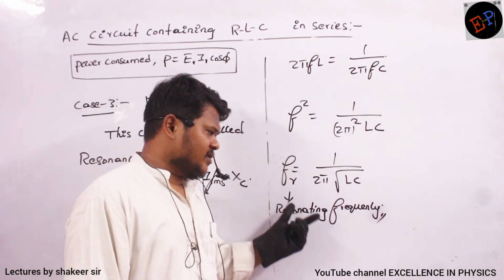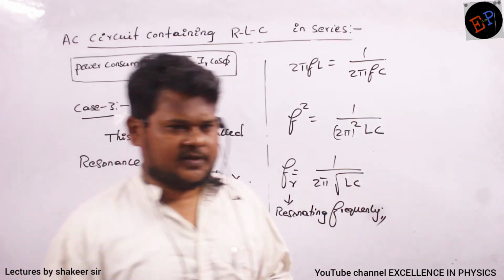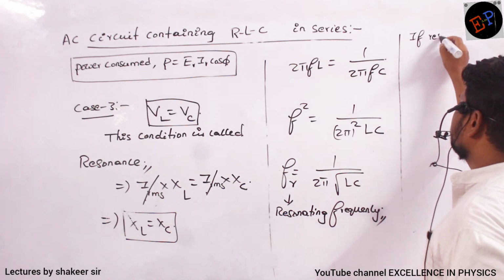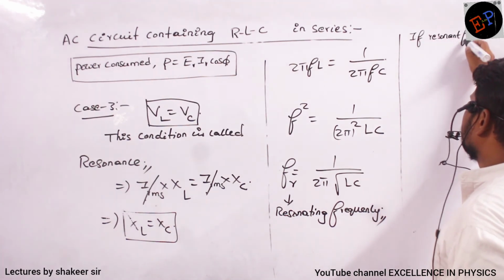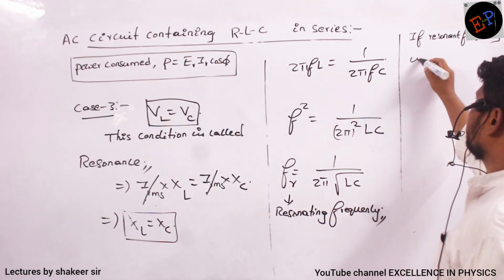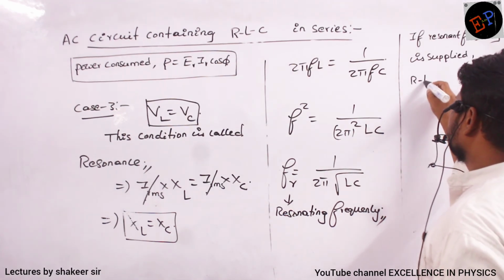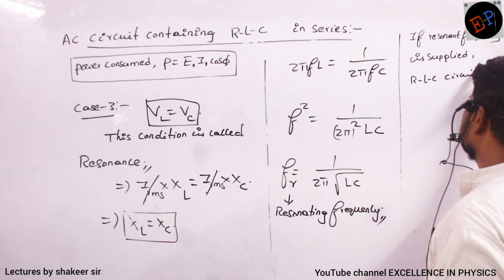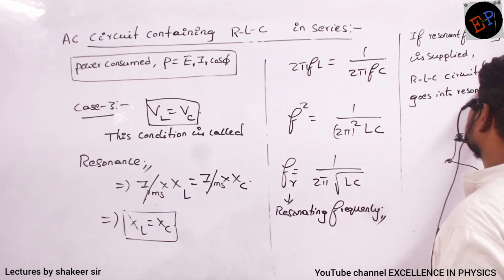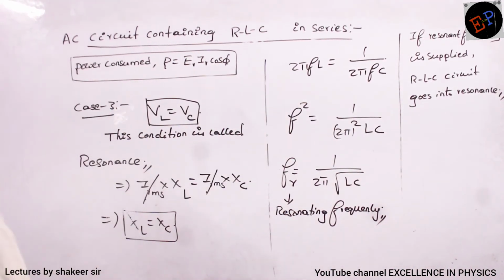And what is the importance of resonance? If the circuit goes into resonance, its efficiency will be maximum. That is the meaning of it. Clear? So write down. If a resonant frequency is supplied, the RLC circuit goes into resonance. That's it.